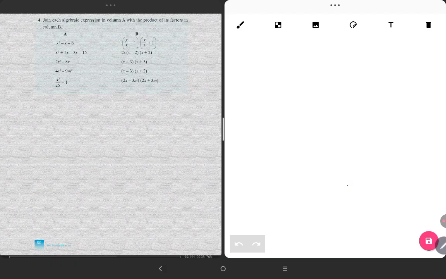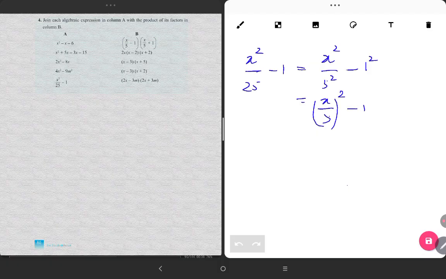So if I just do the last one, x squared divided by 25 minus 1. This we can write as x squared divided by 5 squared minus 1 squared. And this one, x divided by 5 squared minus 1 squared, and that's what it means. So x divided by 5 minus 1, x divided by 5 plus 1, which is the first one, correct?